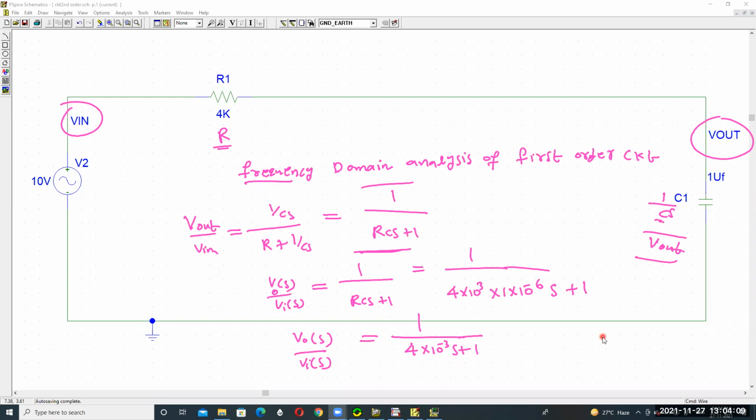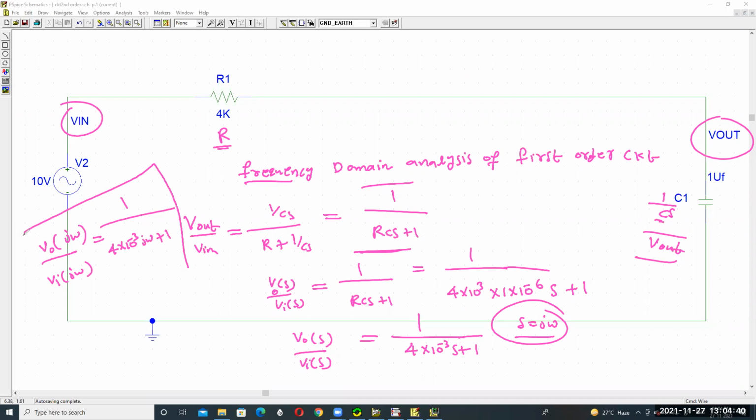If you want to know the frequency domain response, substitute S equal to j omega. Then V naught of j omega divided by Vi of j omega is equal to 1 divided by 4 into 10 to the power of minus 3 times j omega plus 1. This is our final expression.